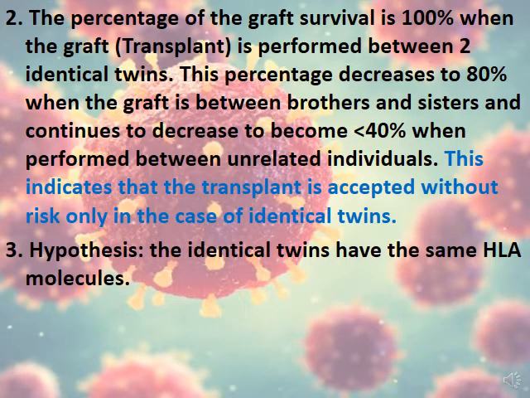The percentage of graft survival is 100% when the graft is done between two identical twins. This percentage decreases to 80% when the graft is between brothers and sisters, and decreases to less than 40% when the graft is done between two different unrelated individuals. So what does this indicate? This indicates that the transplant is accepted without any risk, 100% accepted, in the case of identical twins.